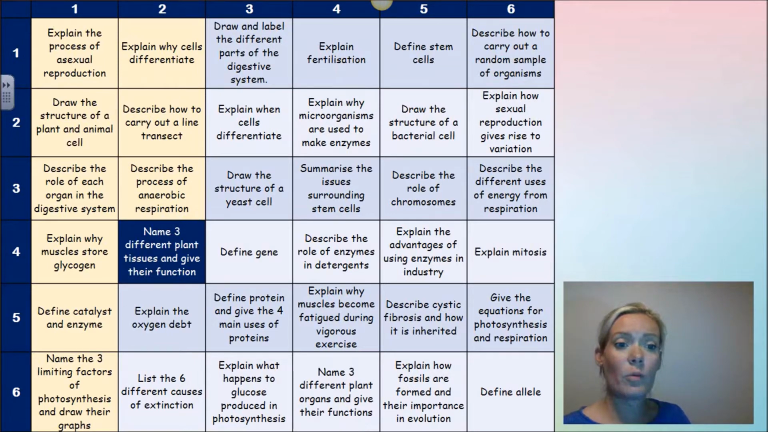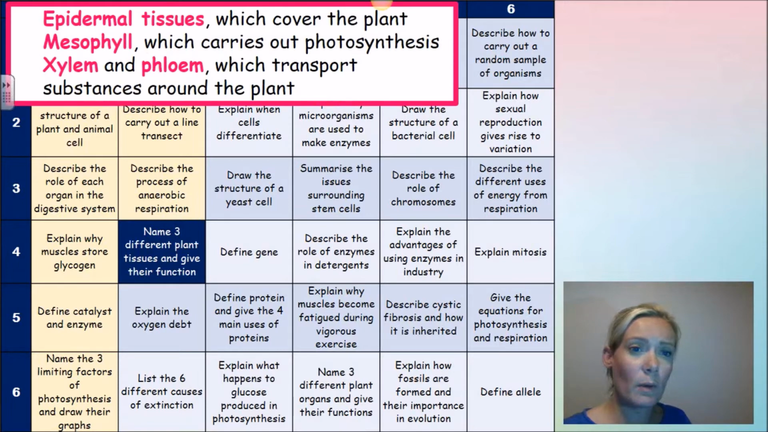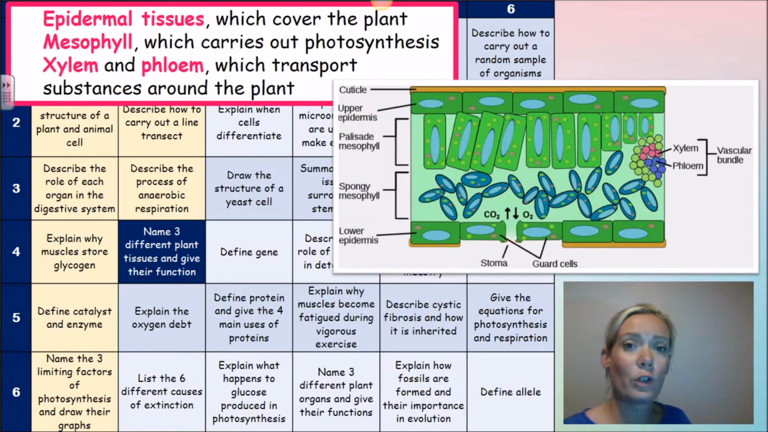Right, 3 different plant tissues and their functions. So 3 tissues you need to be aware of are epidermal tissues, which you can see here in the diagram, that top and that bottom part. It's the layer which covers the plant. The mesophyll is another type of tissue. The mesophyll, again, you can see in the diagram, is made up of 2 types. It's the palisade and the spongy.